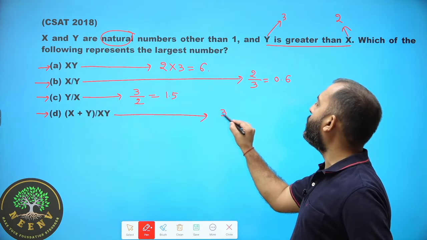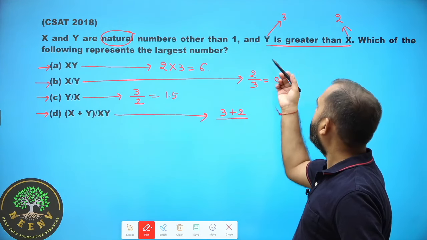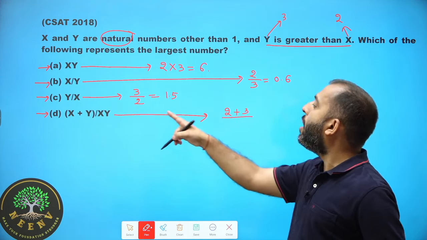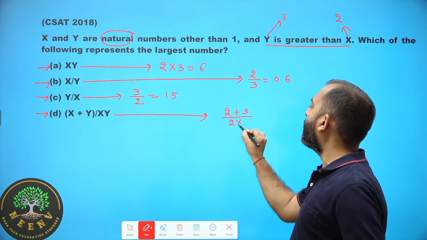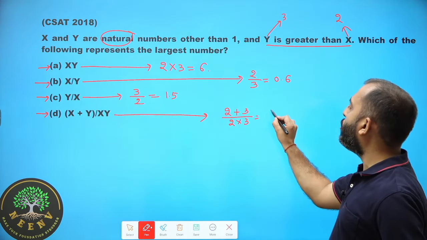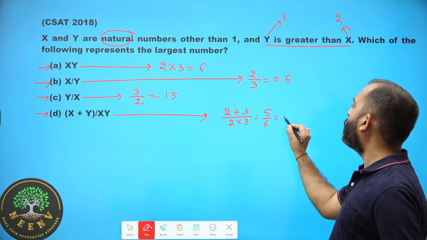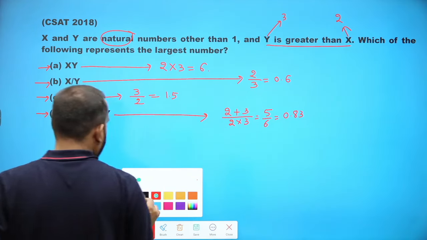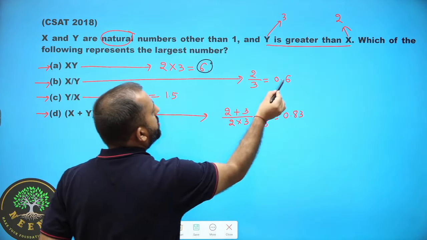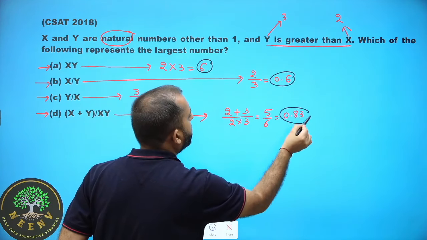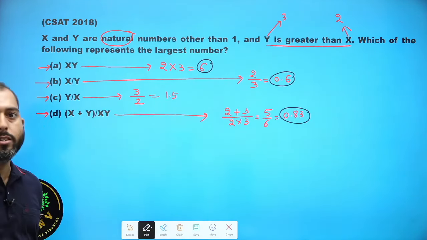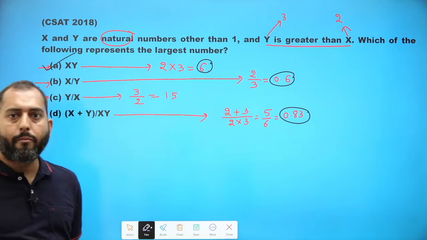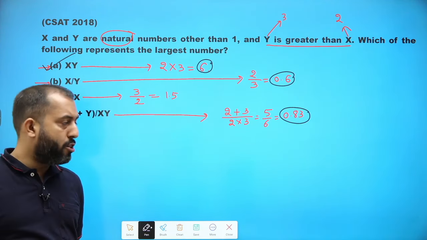Final is x plus y upon x into y, meaning 2 plus 3 upon 2 into 3. So it comes out to be equal to 5 upon 6, which is 0.83 approximately. Okay, so out of 6, 0.6, 1.5 and 0.83, which one is the largest? 6 is the largest and option A is right. I hope guys you have understood it. Let's move on.